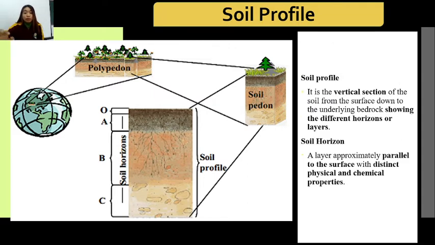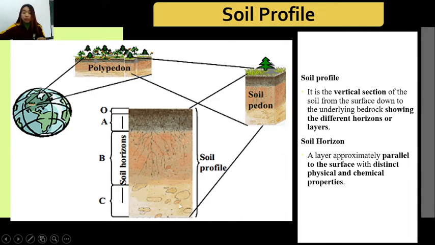Now, in that soil pedon, we have the soil profile. The soil profile is the vertical cut, the straight cut section of a land or a pedon. It is the vertical section of the soil from the surface down to the underlying bedrock, showing the different horizons or layers. So, it should be from the surface down to the bedrock.